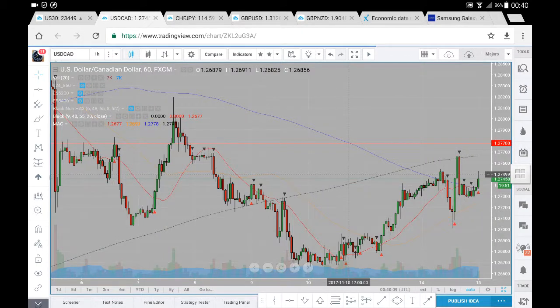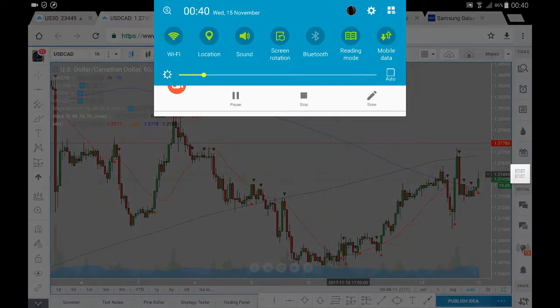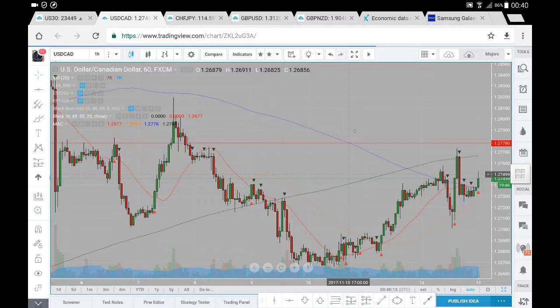So this is the US dollar CAD analysis for Wednesday the 15th of November. We're just going to grab a pen and see where we are. We did seem to find a bit of a base in around 126.70. As you can see there, we had a breakout.